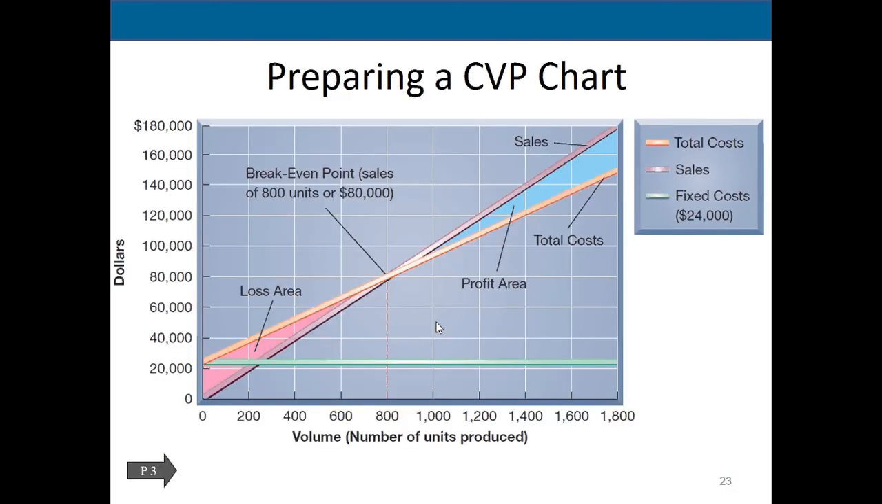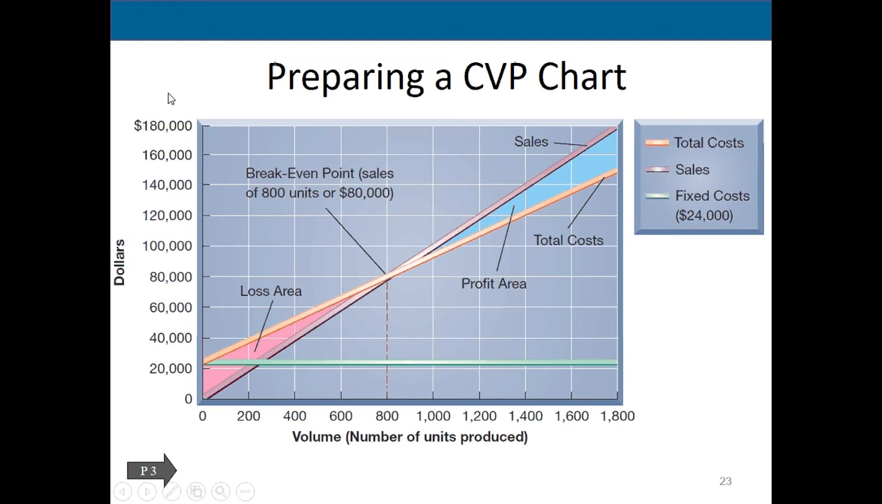Okay, so how do we prepare a CVP chart? This is a cost volume profit chart, and while accountants love numbers, the people that we provide information to don't always see numbers like Neo in the Matrix, right? It's just the truth. They like to see these pretty charts and graphs. But it's very, very simple to do.